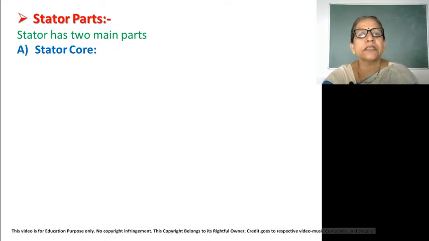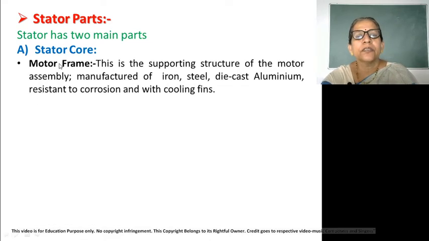First is the stator core. This stator core is mounted inside the outermost protective covering which is known as the motor frame. This motor frame is the supporting structure of the motor assembly. It gives support to the inner parts of the machine and is manufactured of iron, steel, or die-cast aluminium, which is resistant to corrosion. This motor frame has a structure with extended bars which work as the cooling fins.